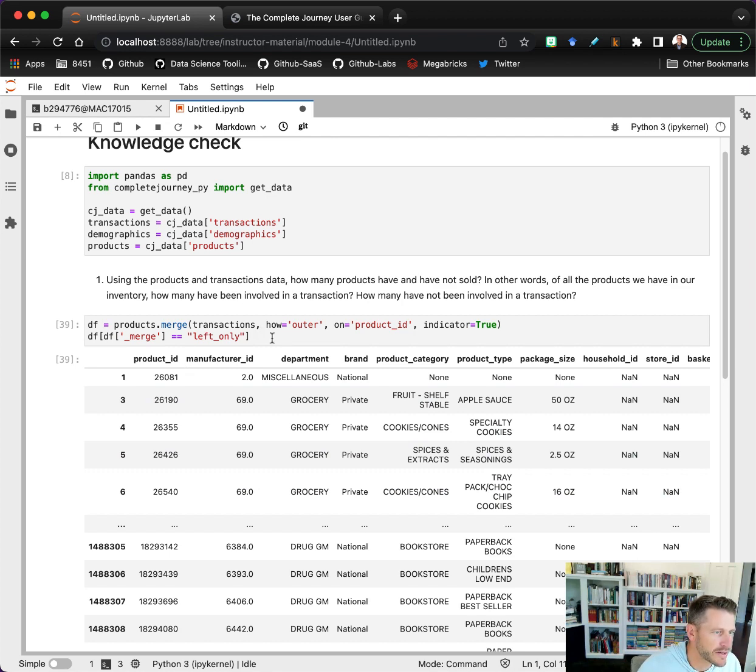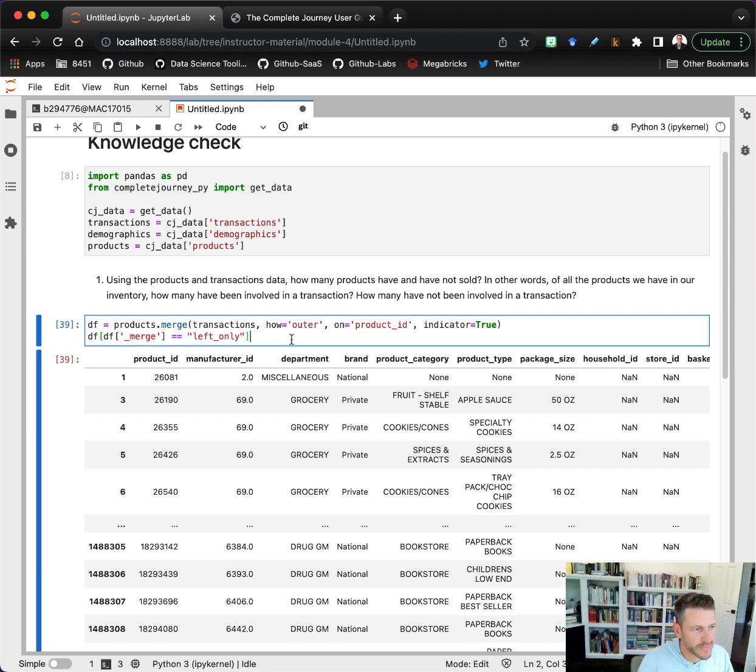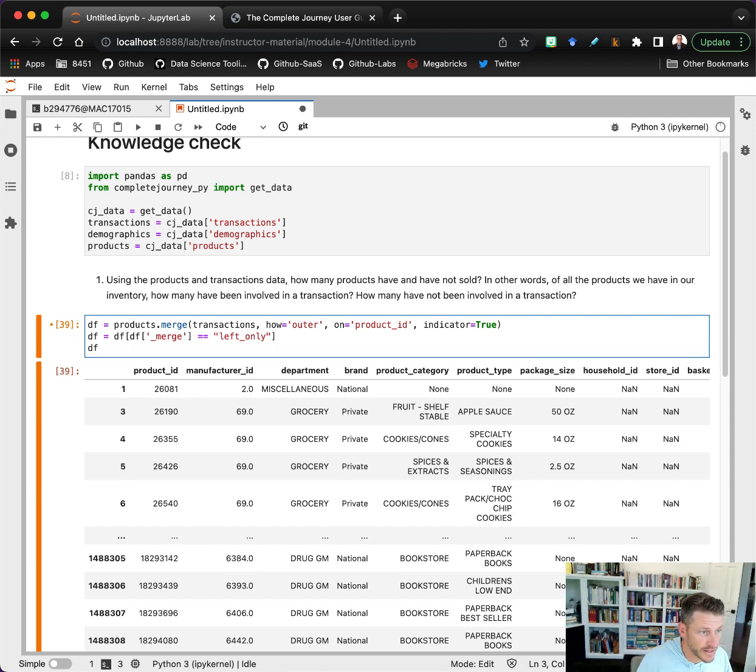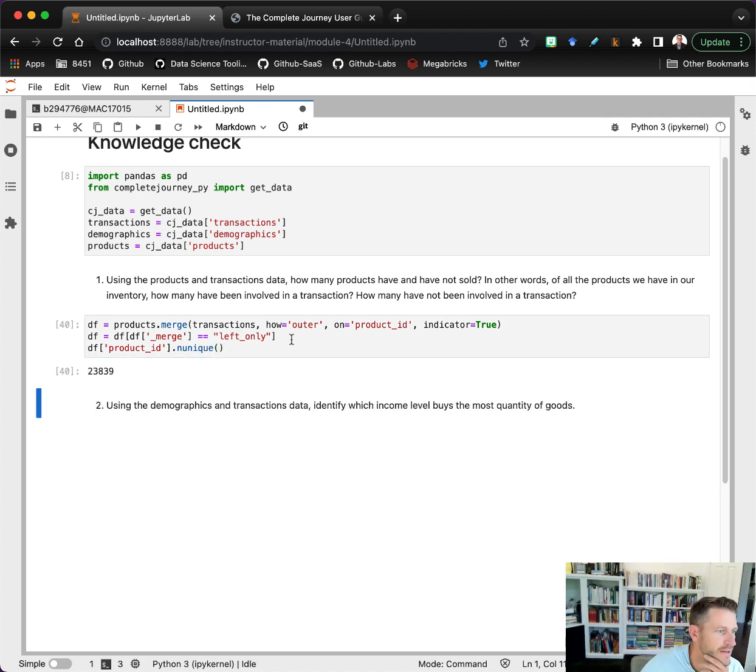So again, I can do the same thing as before. Let me save this, and I could go ahead and say I want to get my product ID column out, and I want to get the number of unique values in there. So now we see we have 23,839 product IDs that have not been included in a transaction.